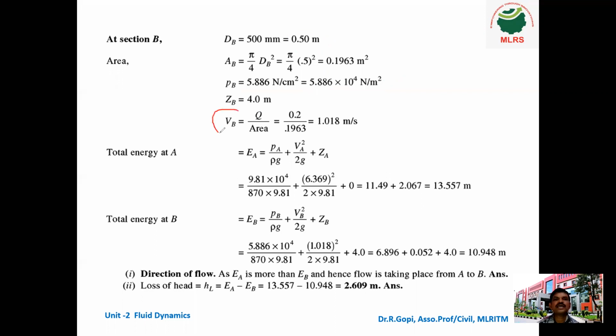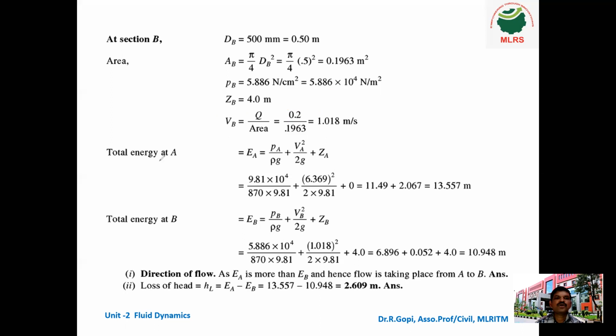So now calculate velocity at the B point. Area at B. Discharge is common. As per the continuity equation seen in fluid kinematics, discharge is same. So it is 0.2 divided by AB, that means area at section B, it is 0.1963. Finally we get an answer 1.018 meter per second.